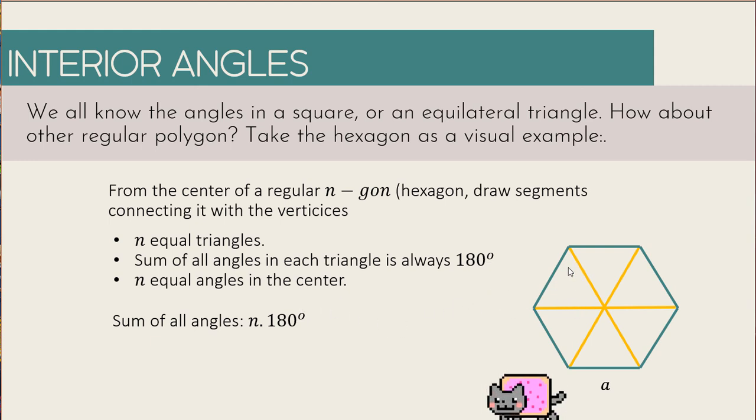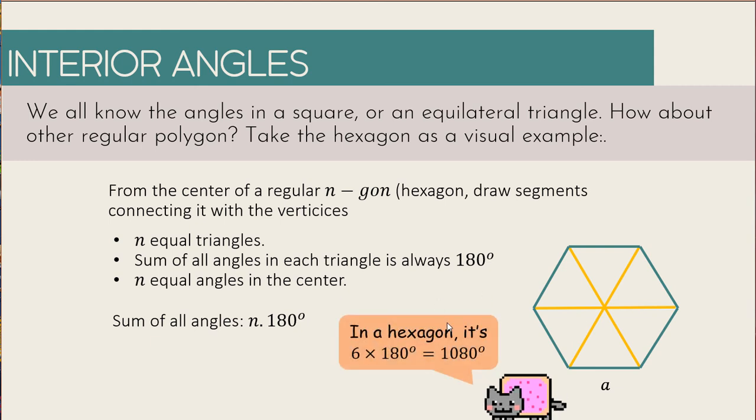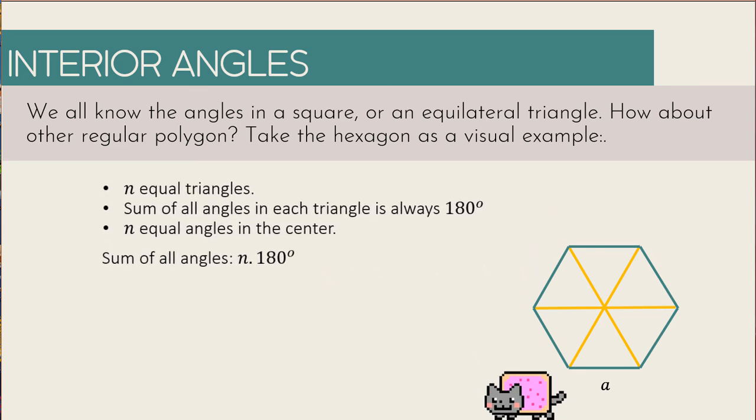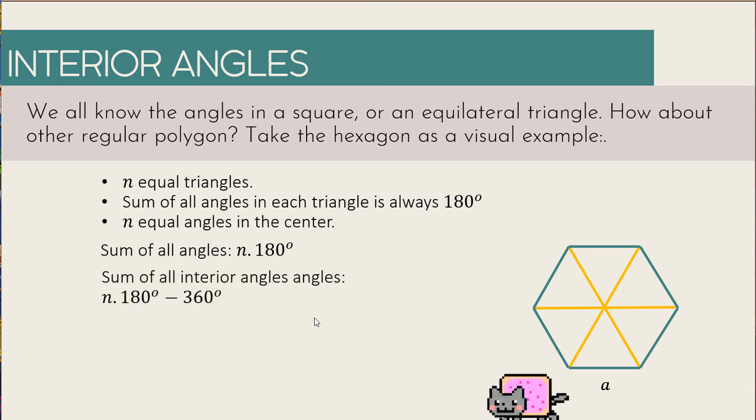Note that this sum includes both the angles in the corner and the angles in the center. In a hexagon, it is 6 times 180 equals 1080 degrees. Now we will find the sum of all interior angles. In order to find the sum of all interior angles, we will subtract the angles in the center. Can you see that? If we subtract the angles in the center, now the sum of remaining angles is the sum of the interior angles.